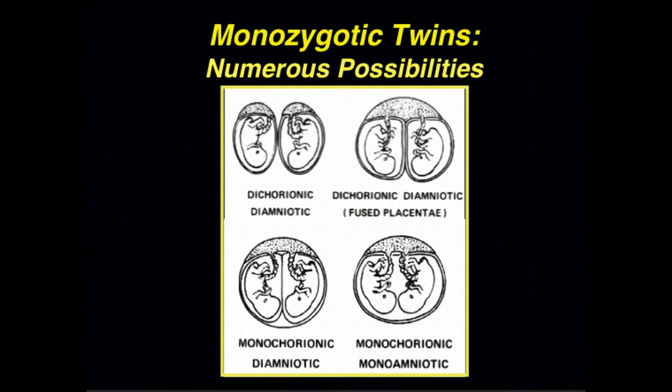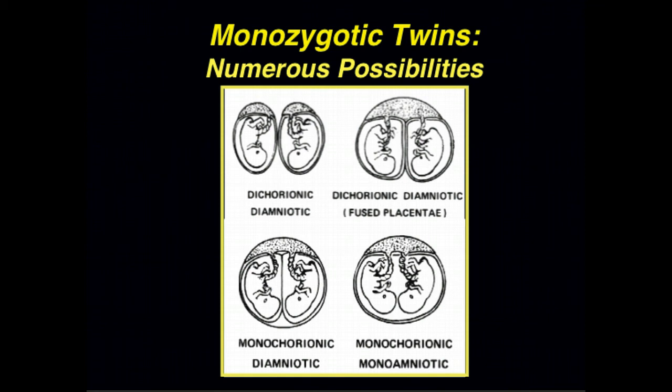So unlike the circumstance with dizygotic twins, where there is only one possibility, and that is dichorionic, diamniotic, with monozygotic twins, you have numerous possibilities. They can be dichorionic, diamniotic with separate placentas, dichorionic, diamniotic with fused placentas, monochorionic, diamniotic, monochorionic, monoamniotic, and they can also be monochorionic, monoamniotic with fused fetuses. All of those possibilities exist.